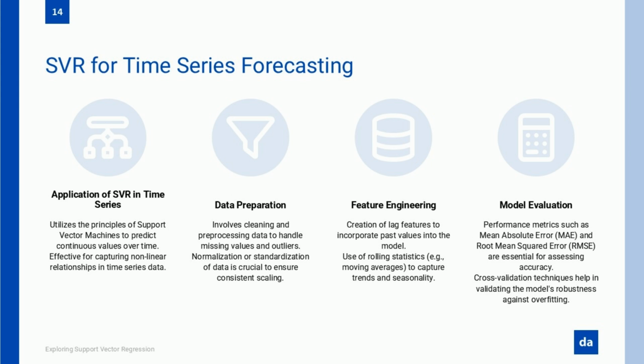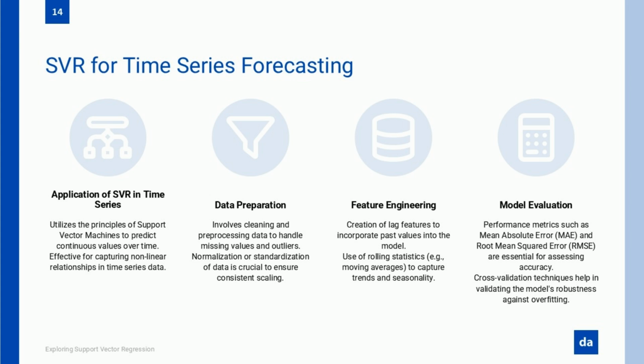One way to do this is by creating lag features, which introduce past observations as new variables in the dataset. For example, instead of directly predicting tomorrow's stock price, we can include the stock prices from the past 7 days as input features, allowing SVR to learn from previous trends. Additionally, rolling statistics, such as moving averages, can help capture long-term patterns by smoothing fluctuations in the data.